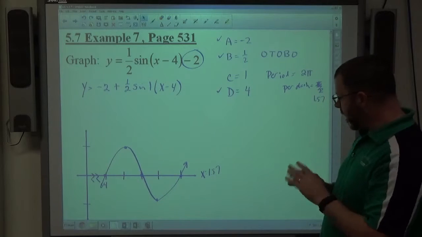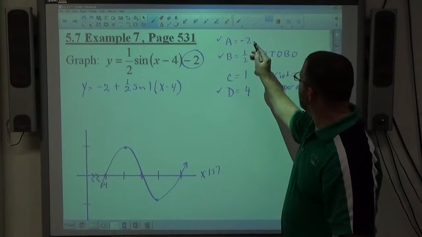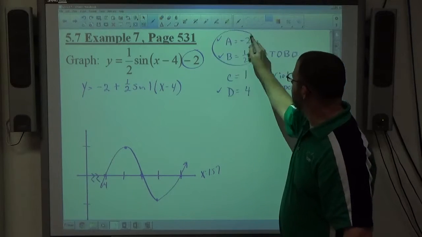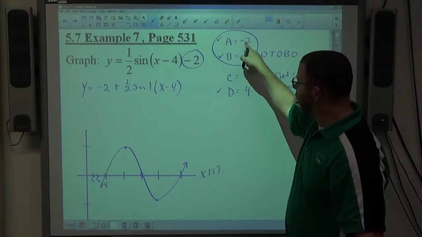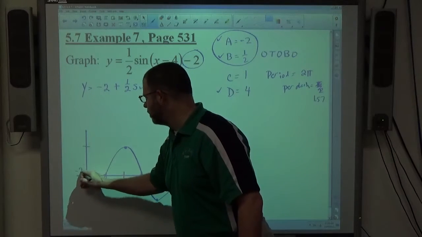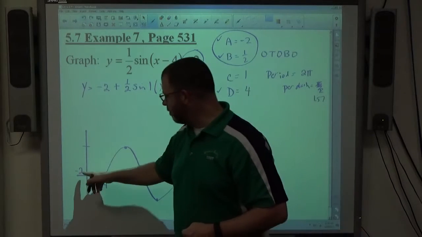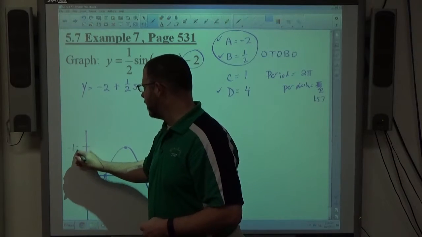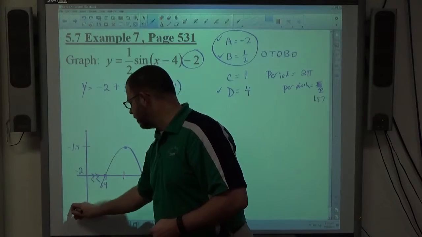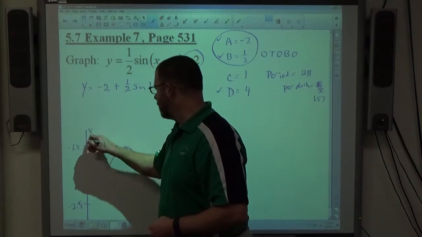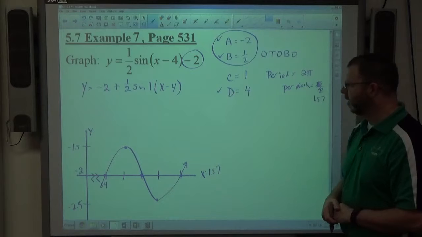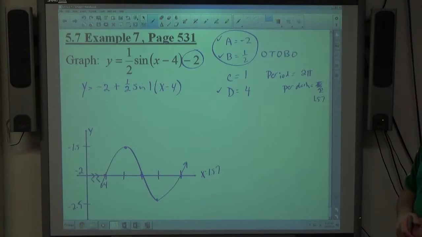All right. Then, looking at the A and B values, that establishes the y-axis stuff. The center line is -2. We're going up 1/2 and down 1/2. So 1/2 bigger than -2 is -1.5. 1/2 less than -2 is -2.5. My y-axis. Just like that, I got the graph drawn.